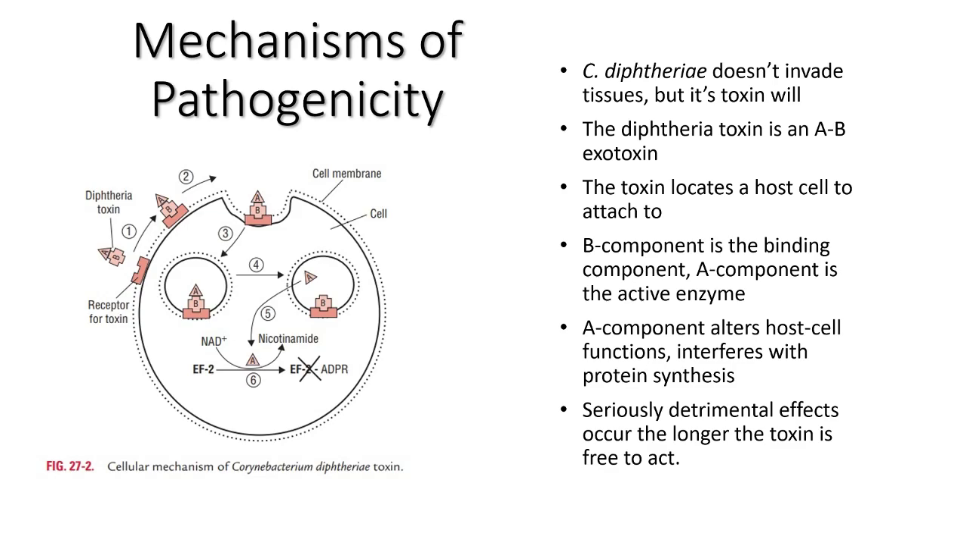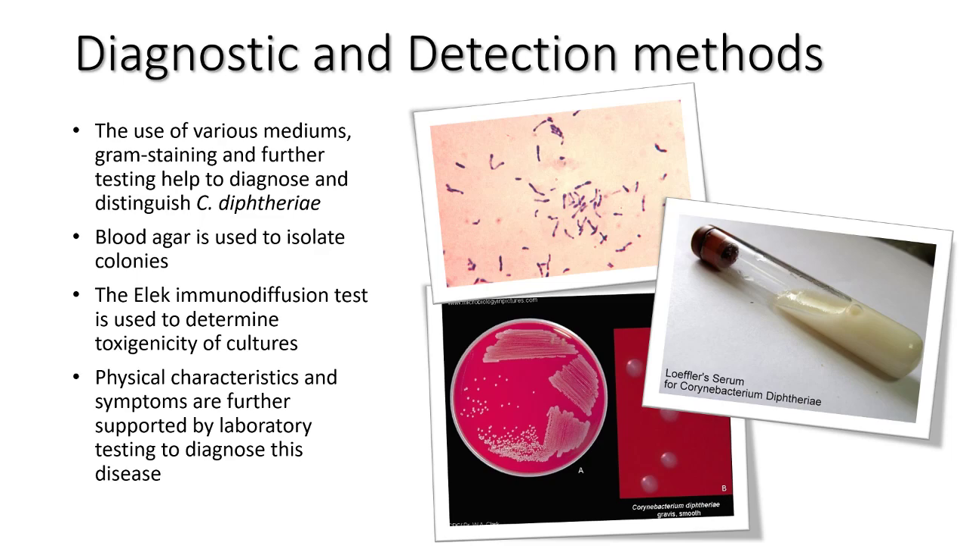So let's see, diagnosis and detection. The diagnosis of this can be done using a few laboratory methods, including gram staining, something called Loeffler's medium, and tellurite blood agar for isolation of the bacterium. The primary purpose is to isolate it to determine whether or not it's toxic. So a gram stain can be performed to show that it's gram positive, as seen here.